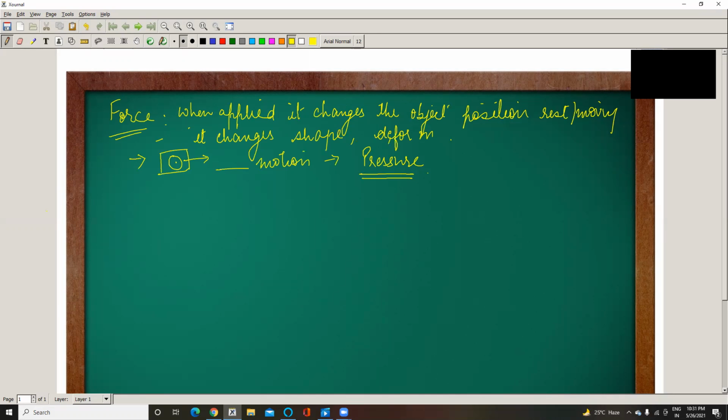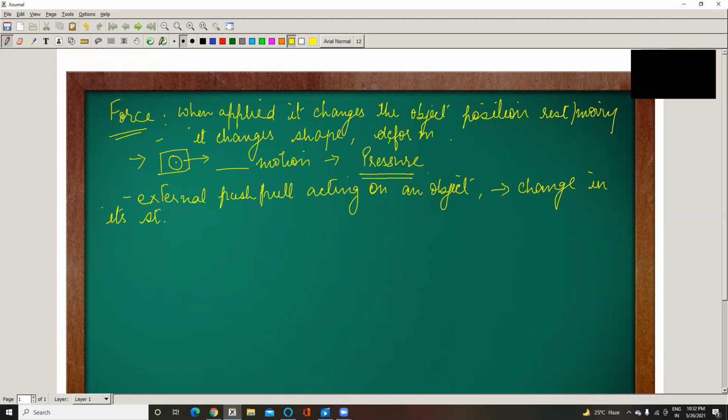So we can say that if an external force, external push or pull, is acting on an object, then it leads to a change in its state of motion or its momentum. And also it can deform an object.